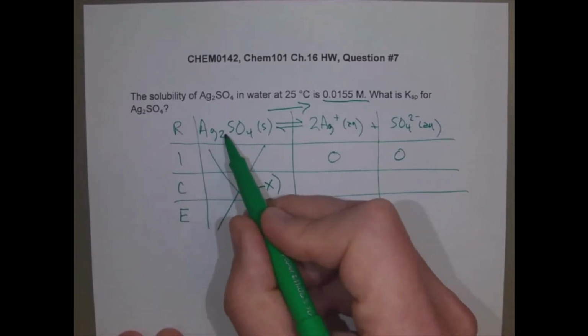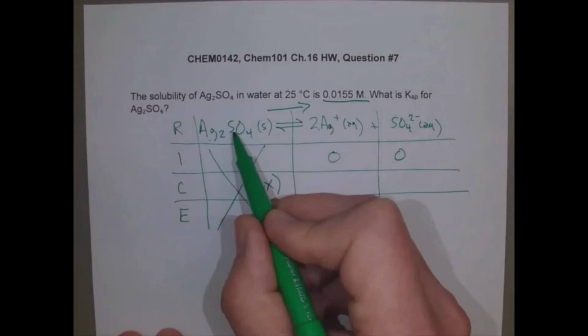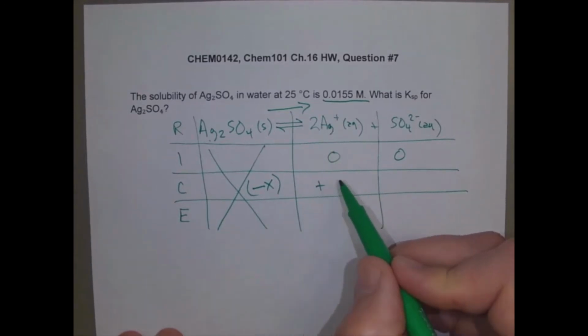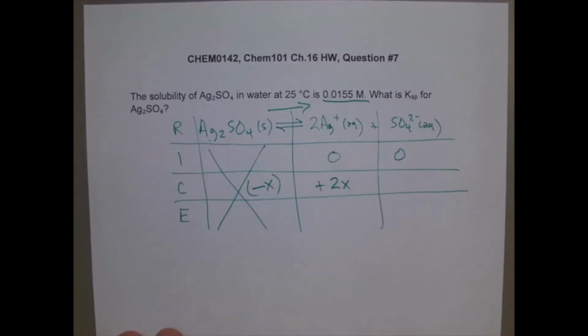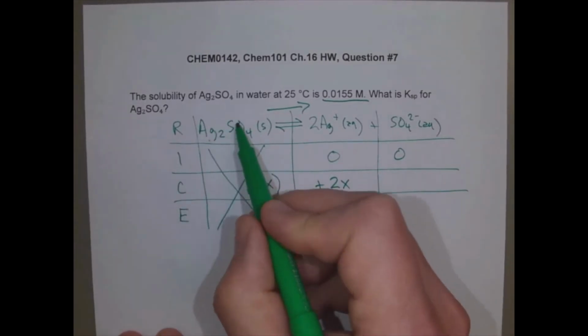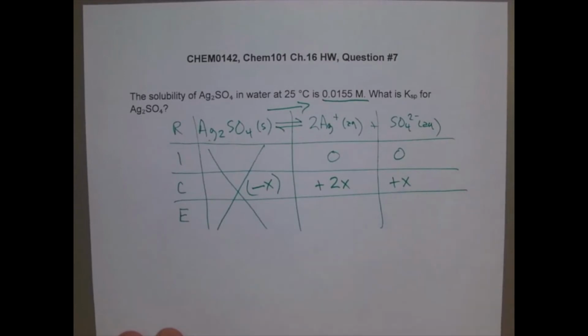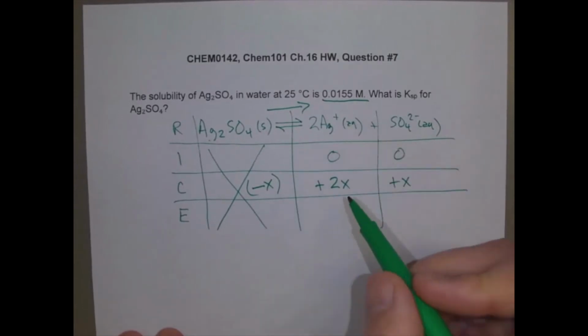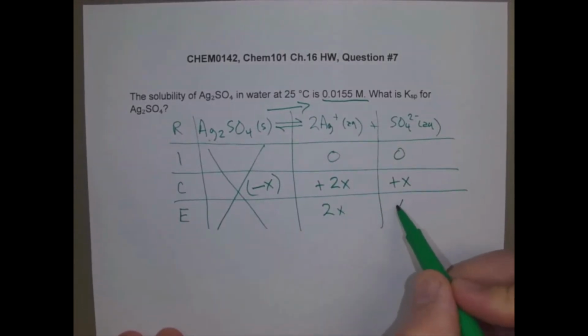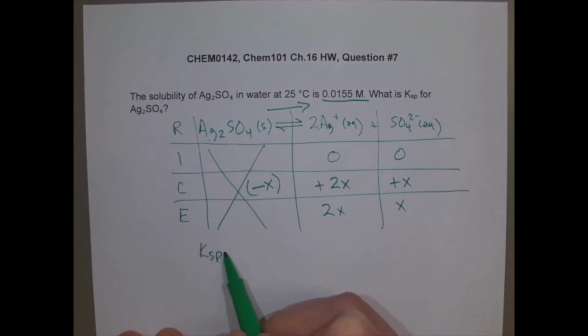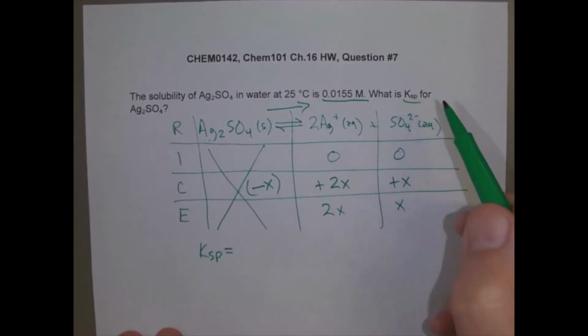For every one of these that dissolves, I produce 2 silver ions. So if this is X, then I'm going to put plus 2X in that block. And for every one of these that dissolves, I only produce 1 sulfate, so that's going to be plus X over there. So just like every other ICE table that we've done, we just bring the columns down, and now we substitute these terms into the expression for the Ksp. Okay, and we're solving for the Ksp.